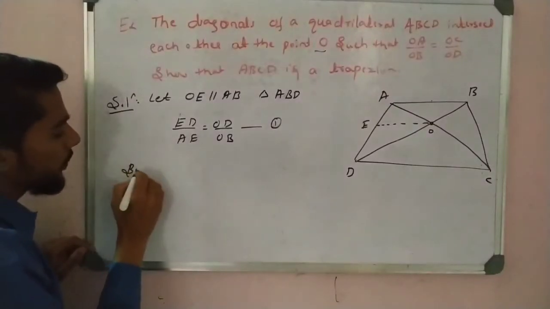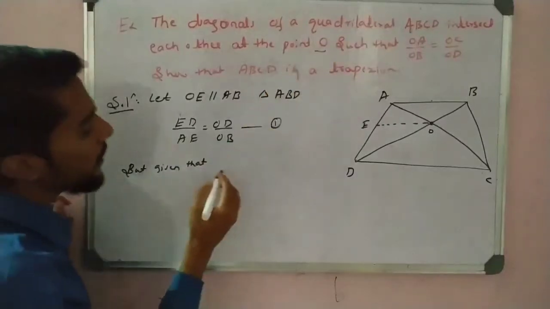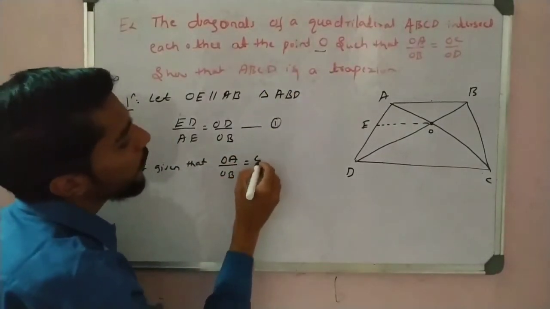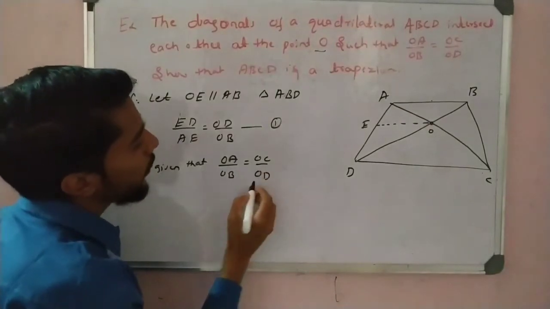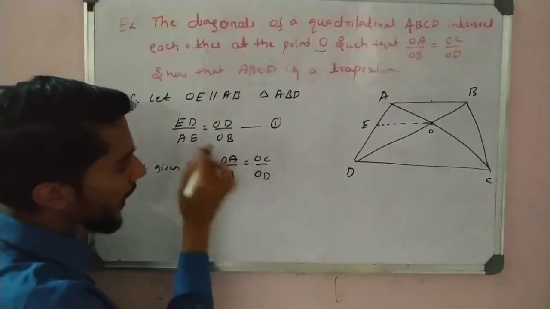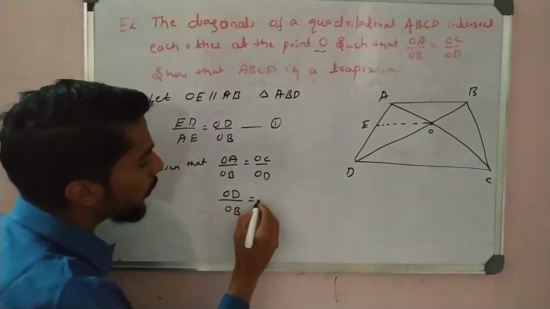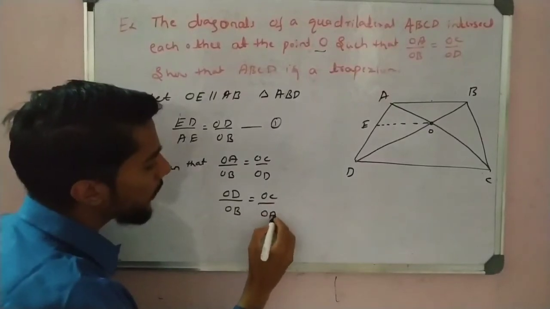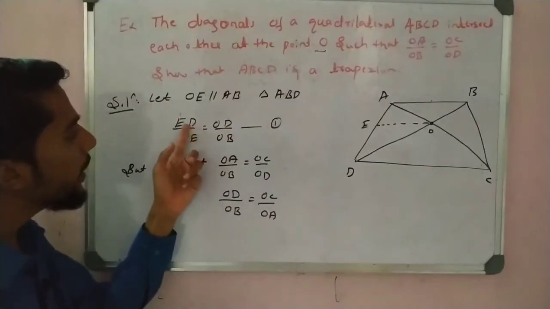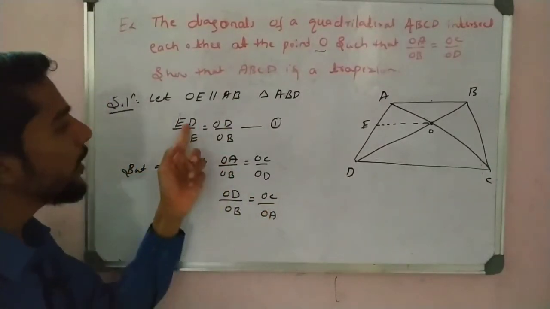But given that, what is given here? Given is OA divided by OB is equal to OC divided by OD. So I can change it, cross multiply. So I get OD by OB is equal to OC by OA. Now let us see, OD by OB is equal to ED by AE. So that means OC by OA is also equal to ED by AE.